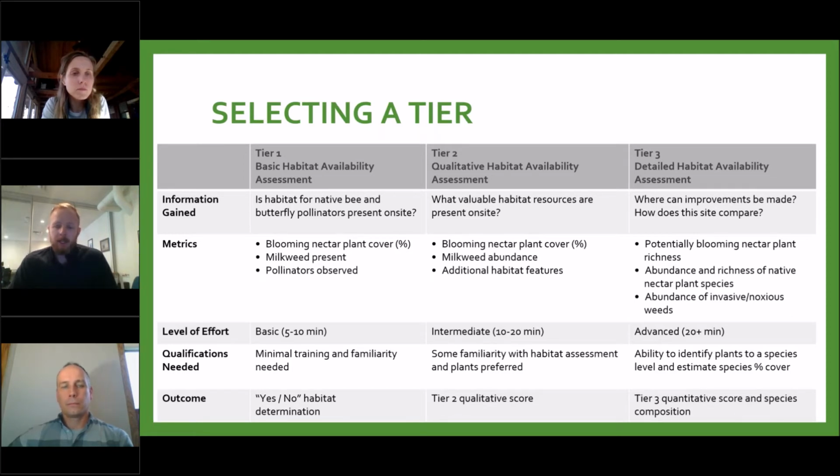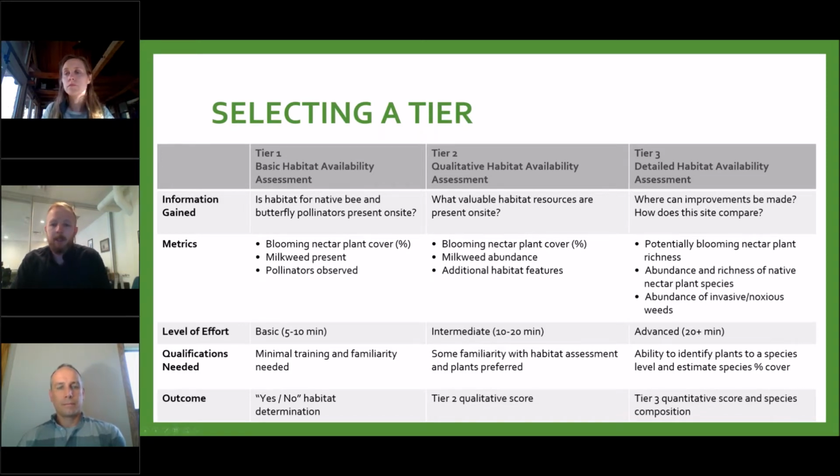I'll just make the point again that our users don't need to be able to identify plants to the species level except for at the tier 3 level. It would certainly help with tier 2, but again, we're just asking for the different types of blooming plants that are out there. So keep that in mind as you're selecting a tier. We also encourage you to have a little bit of training for the folks that are out there collecting the data, more training as you go up in tier, just so you make sure you have consistency over time.